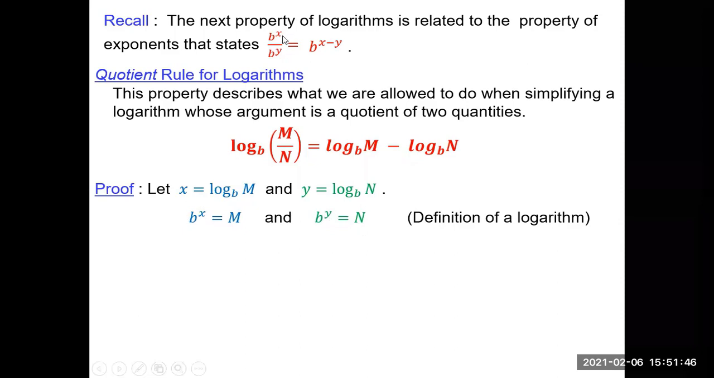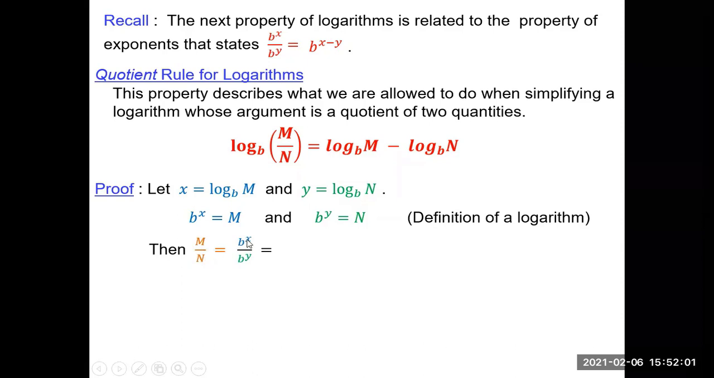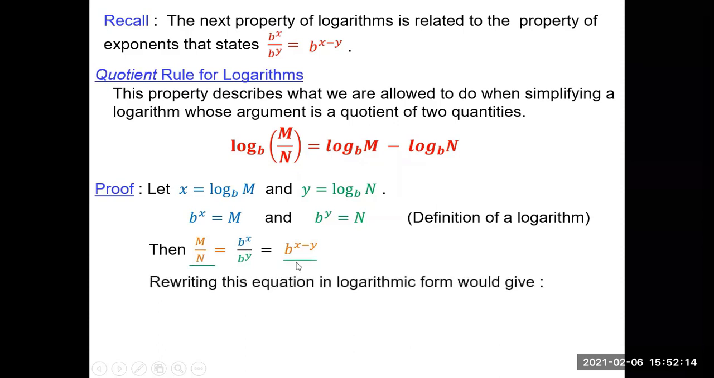So now you realize that in the original exponential property, we have b to the x divided by b to the y. So why don't we realize that b to the x and b to the y are simply m and n. So we could write that as m over n is equal to b to the x over b to the y. But notice that that allows us to now just subtract the exponents, which is how we get that m over n is equal to b to the power of x minus y.